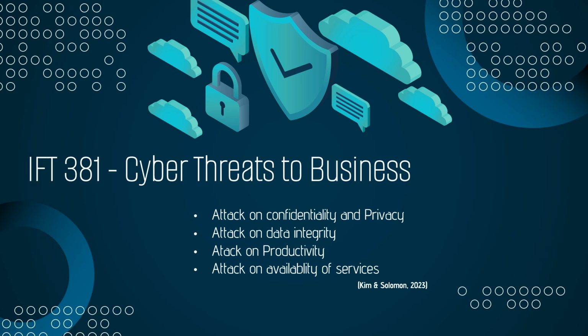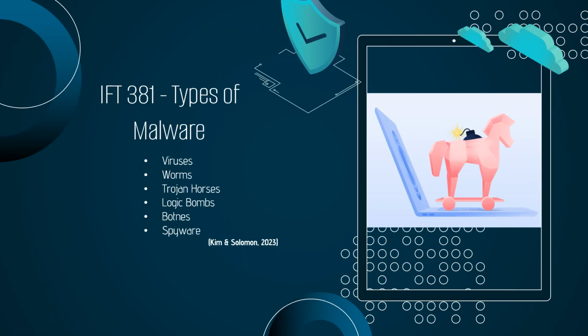This can happen by attacking confidentiality and privacy, data integrity, availability of services, productivity, and reputation. We can see how ZuoRAT exemplifies this concept by gathering and exfiltrating data from its residing network, attacking data integrity, and compromising privacy by accessing sensitive data. ZuoRAT fits this mold of malware that threatens businesses that we learned from the class.